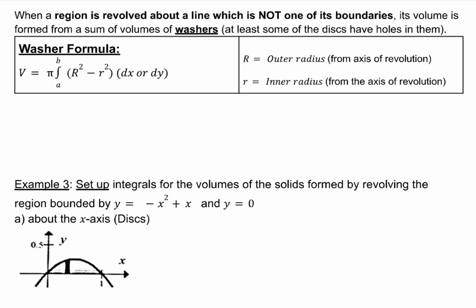When a region is revolved about a line which is not one of its boundaries, its volume is formed from a sum of volumes of washers. At least some of the disks have holes in them. The washer formula is very similar to the disk formula, where we have pi times the integral from a to b, but inside our integrand is the outer radius squared minus the inner radius squared.